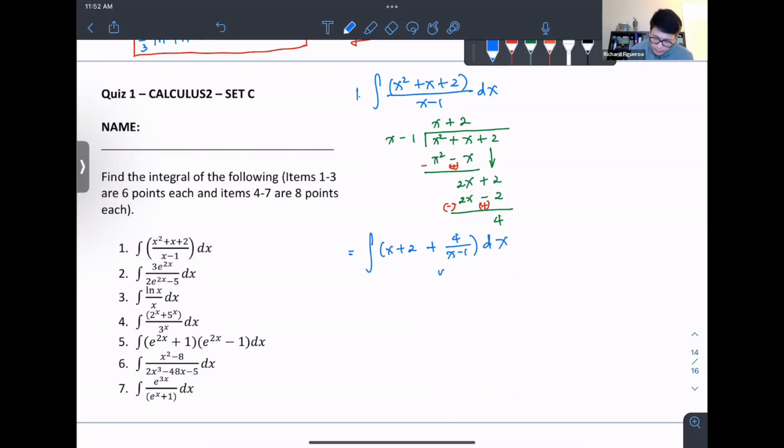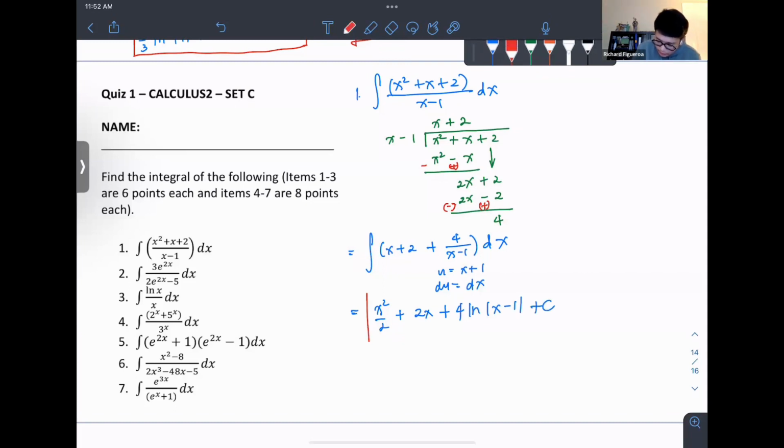So this is obvious. Our u is x minus 1, so our du will be dx. So right away, we can use the formula. So x would be x squared all over 2, then 2x, and then plus 4 ln of x minus 1, plus c. So that is item number 1.